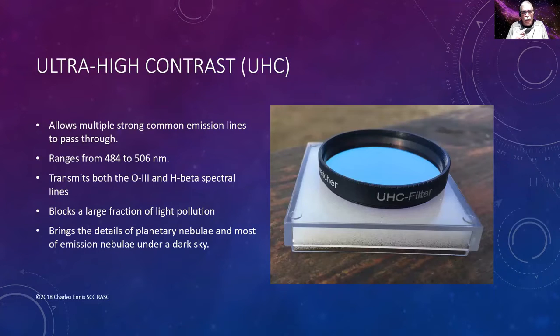So the one that I use quite a bit is an ultra-high contrast filter, which is an all-purpose kind of filter. It's got multiple strong emission lines. It ranges from 484 to 506 nanometers. It transmits both oxygen III and hydrogen beta. It blocks a large fraction of light pollution, so it's helpful for that. And it brings out detail.